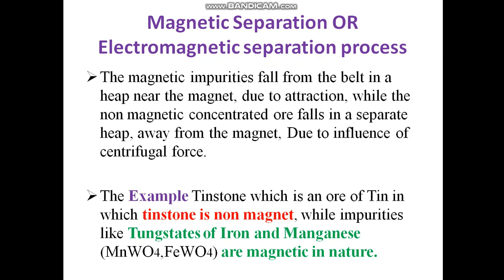In the previous lecture we told you that there are three methods: froth flotation method, magnetic separation method, and the gravity method. Different types of ores are present, and we use different methods to separate the ore particles depending upon their nature. So this was all about the magnetic separation process, in which we separate the magnetic and non-magnetic ore particles. Thank you.